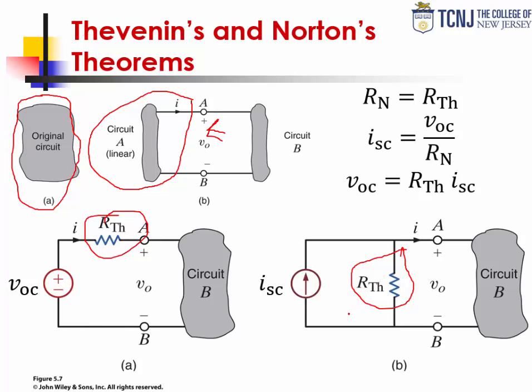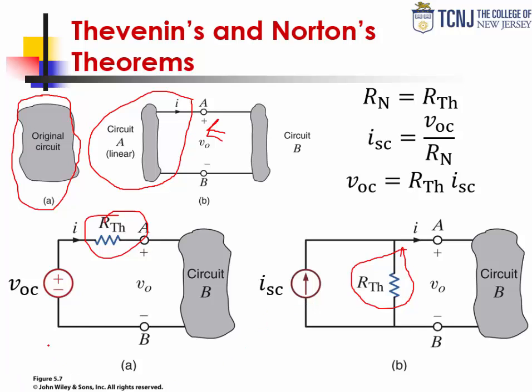To calculate these resistances, what we're going to do is, at the 2 points, we're going to replace every source with their equivalent internal resistances. That means that voltage sources are going to be replaced by a short, and current sources are going to be replaced by an open or removed. Then once I have that resistance, I can proceed to calculate the open circuit voltage or the short circuit current, depending on whether I'm interested in a Thevenin's equivalent or a Norton's equivalent.